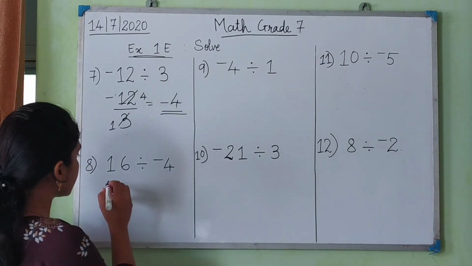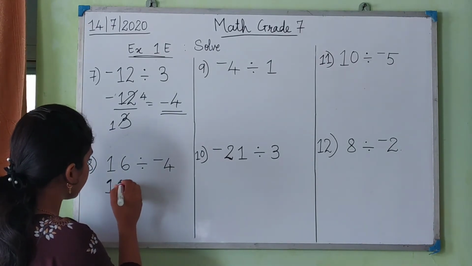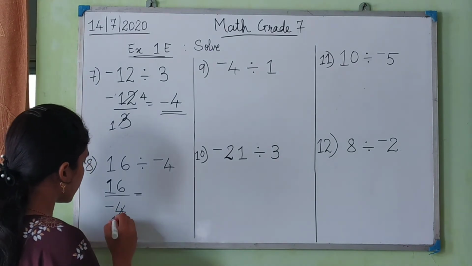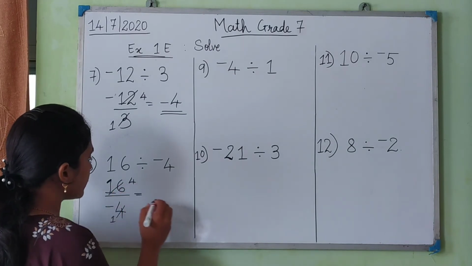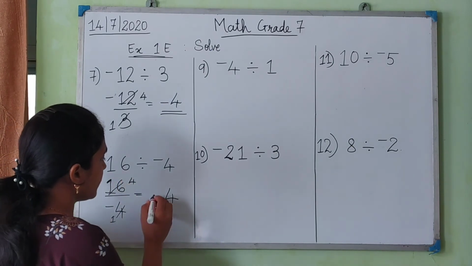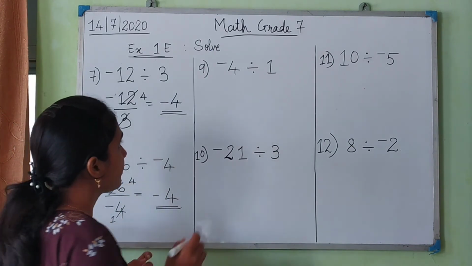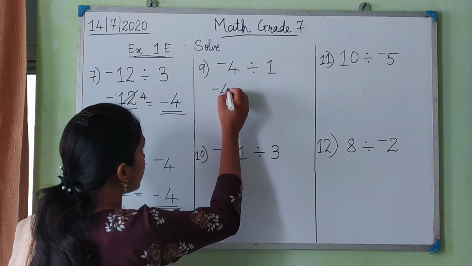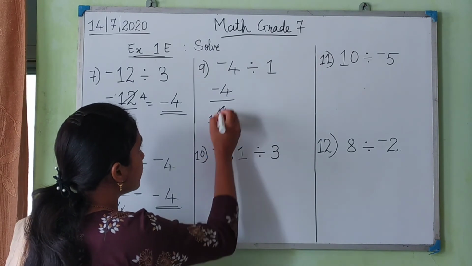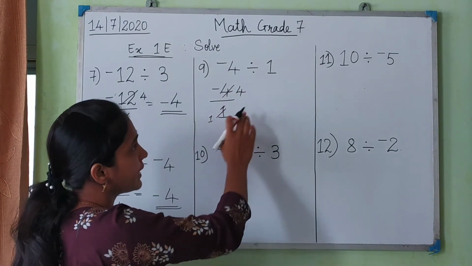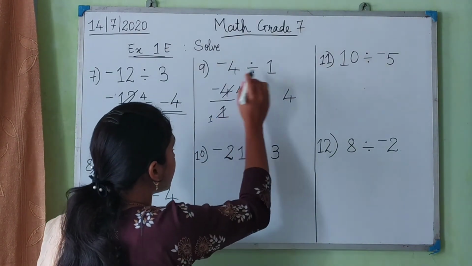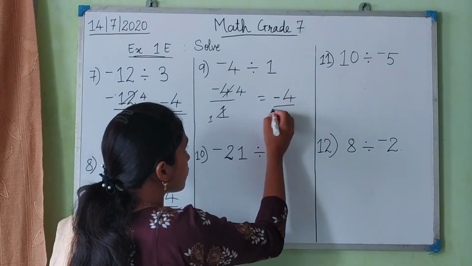Now the next, 16 divided by minus 4. First we divide. 4 ones are 4, 4 fours are 16. So the answer is 4, and one of the two numbers is negative, so the answer is also negative. Now the next, minus 4 divided by 1. So what is 4 divided by 1? 1 ones are 1, 1 fours are 4. Any number divided by 1 is the number itself. So the answer is again 4, and one number is negative, so the answer is also negative.